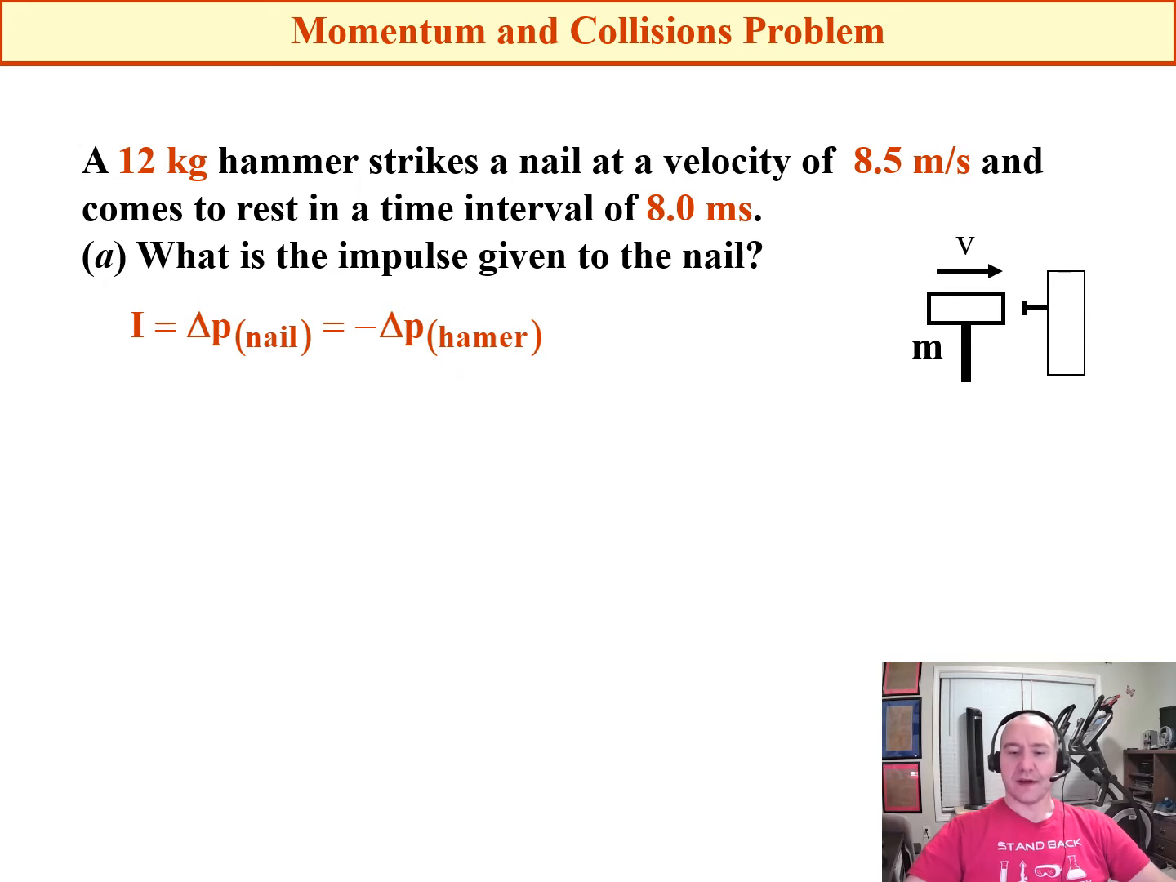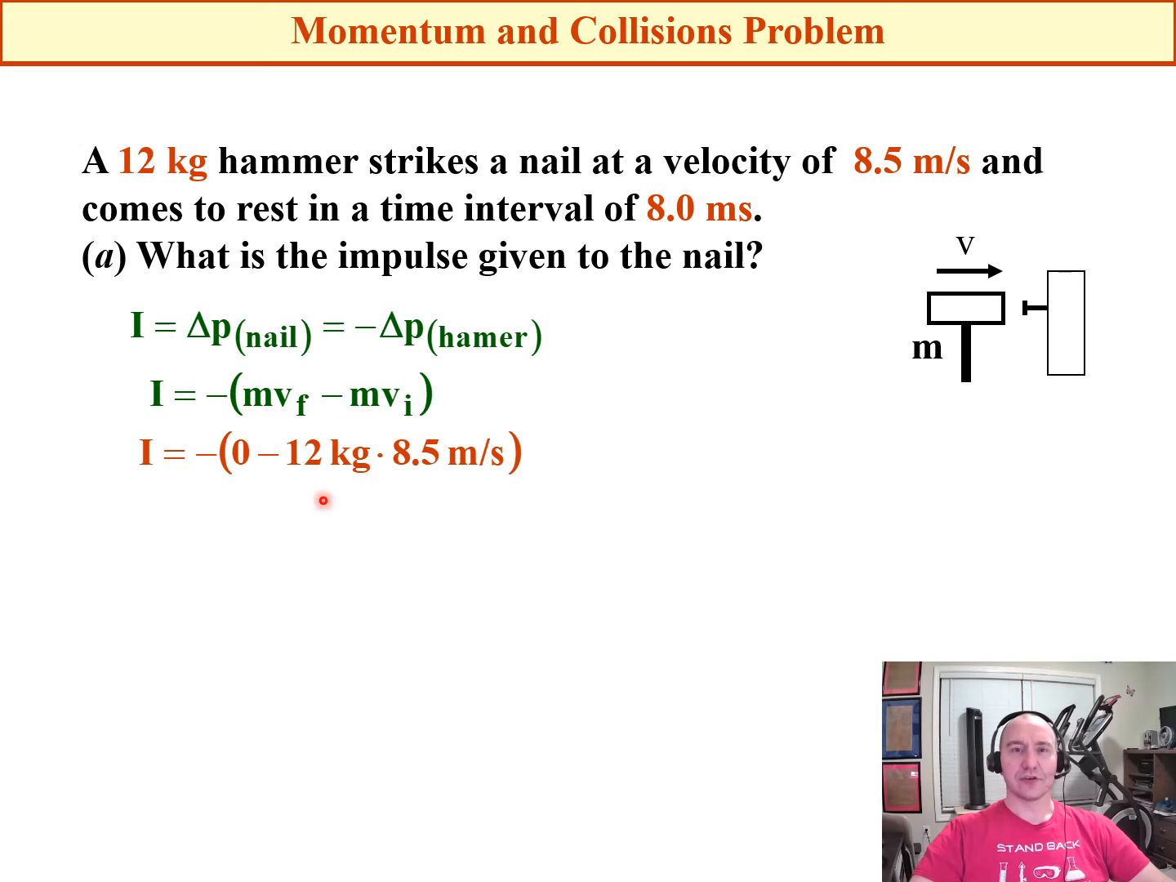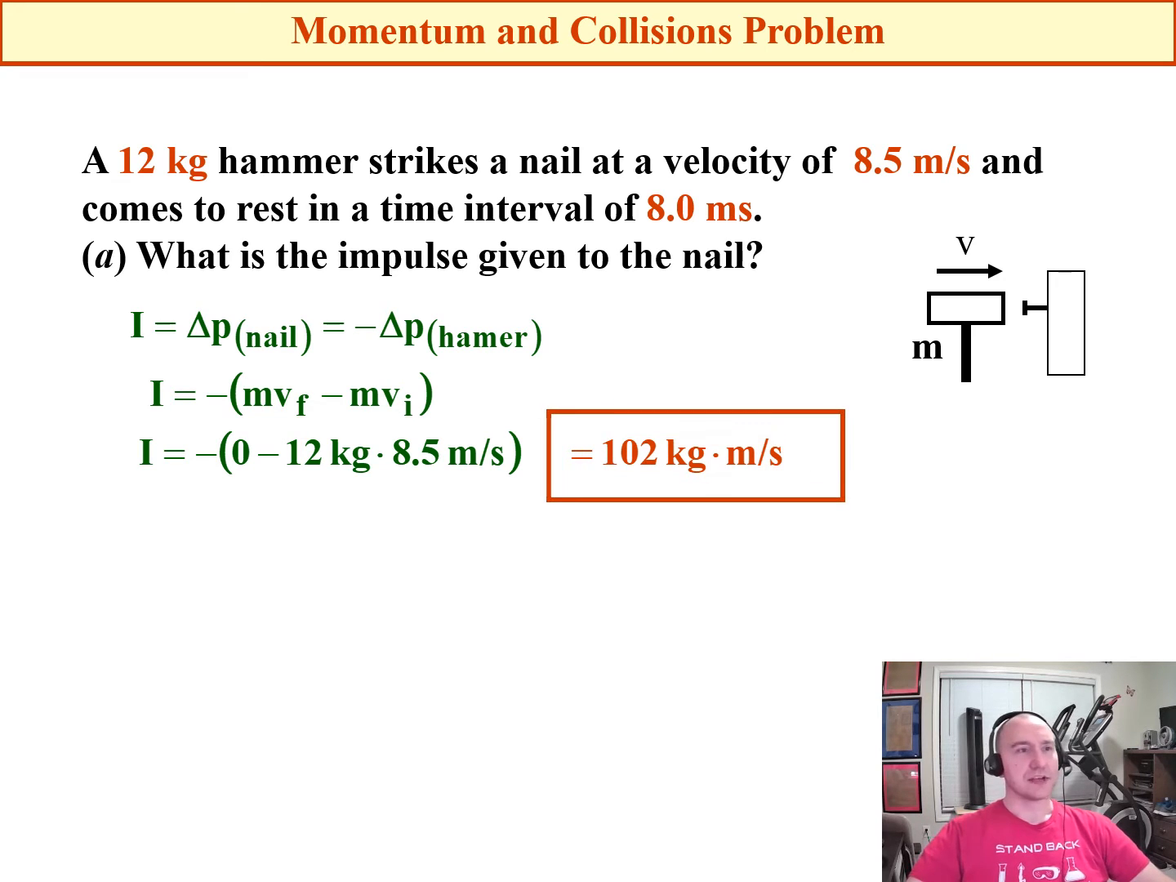So if we take the mass multiplied by the final velocity minus mass times initial velocity, the final velocity is 0, and the initial velocity of that hammer is 8.5, so we multiply that by 12. And then we get the impulse is going to be equal to 102 kilogram meters per second. And that's going to be the units for change of momentum and for momentum itself. Impulse is net force times time, so it's going to be newton seconds. So kilogram meters per second and newton seconds actually give you the same units.